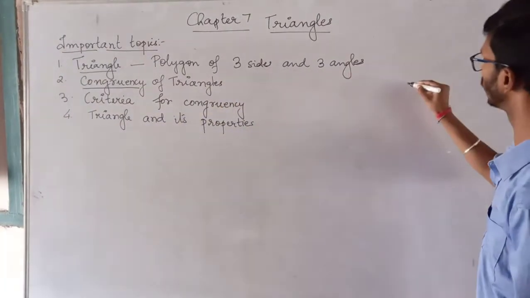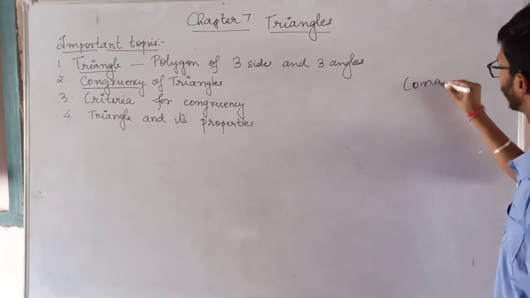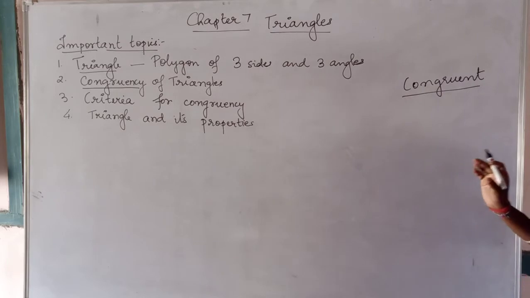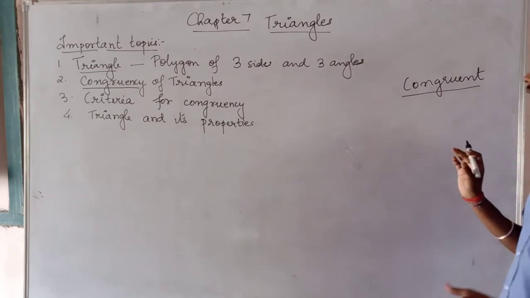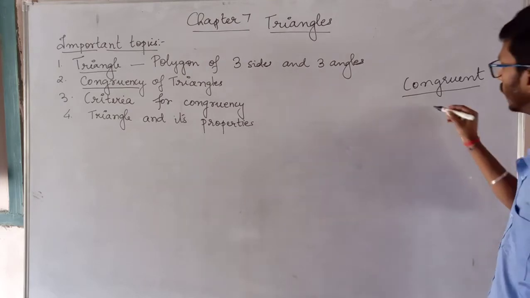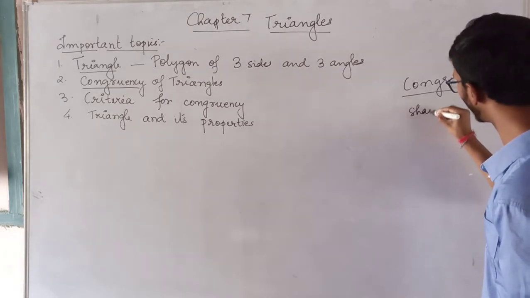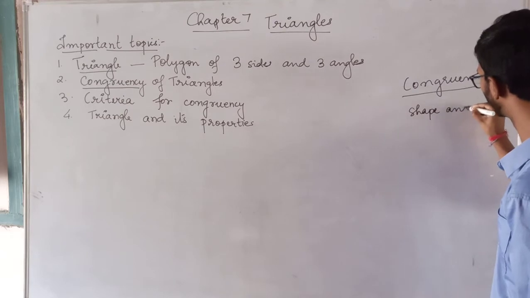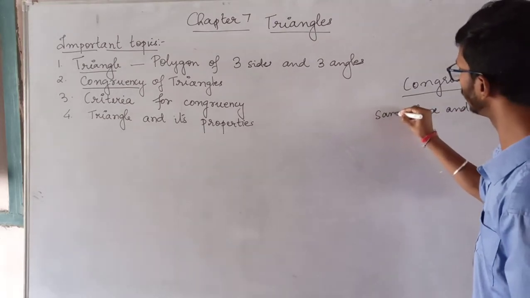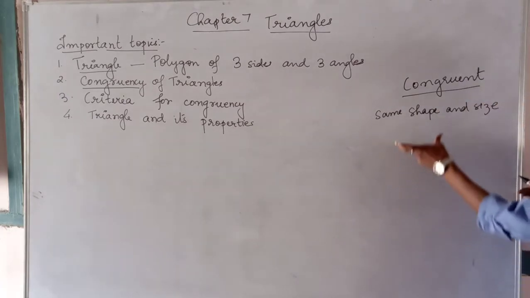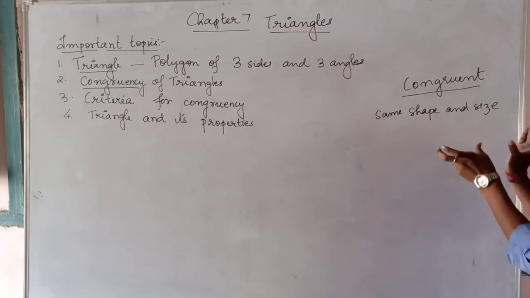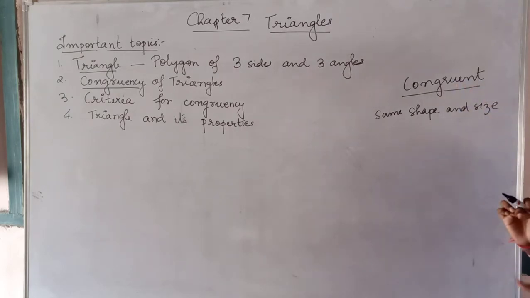Congruency has come from the word congruent. Now this word is used to compare. So if I take two objects, two shapes which have the same shape and size, then any two figures which have the same shape and size are called congruent figures.